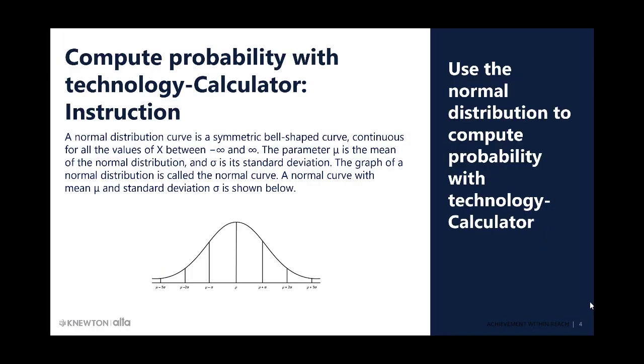Okay, so from the previous video we know all about the normal distribution. We know it's symmetric, we know that it's centered at the mean, and we know that the standard deviation tells us how wide the distribution is. So here they're just showing us a normal curve with the mean of mu and a standard deviation of sigma.